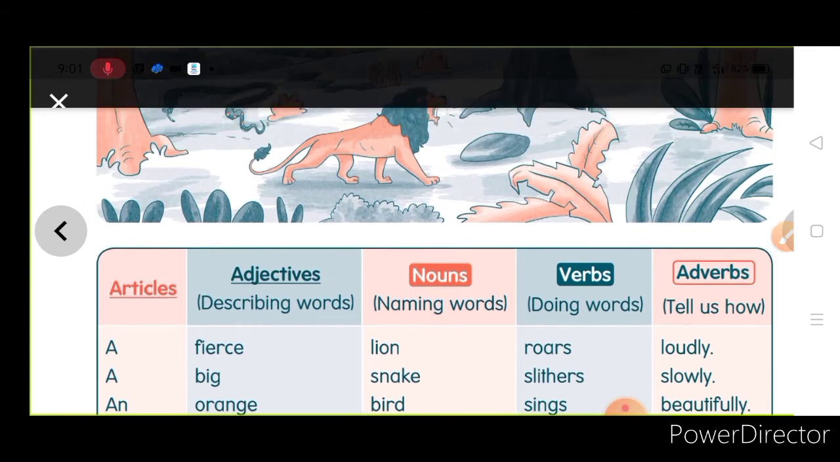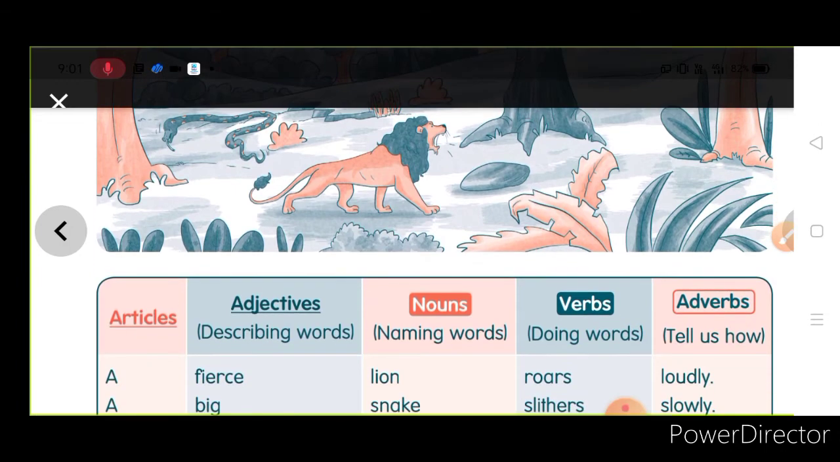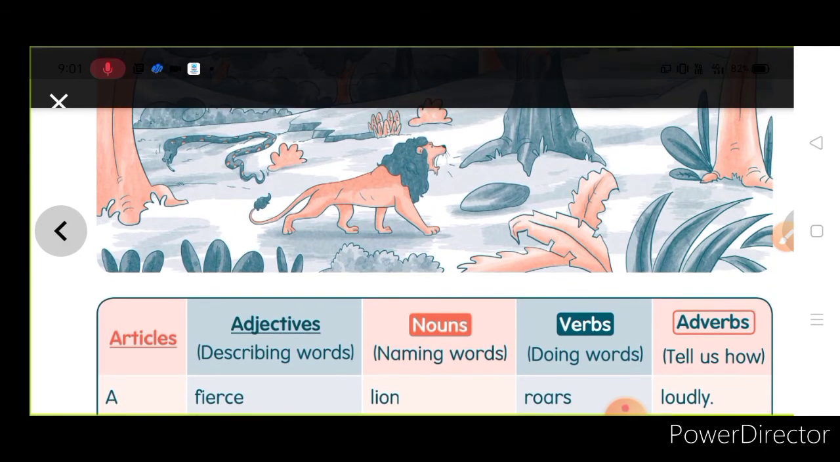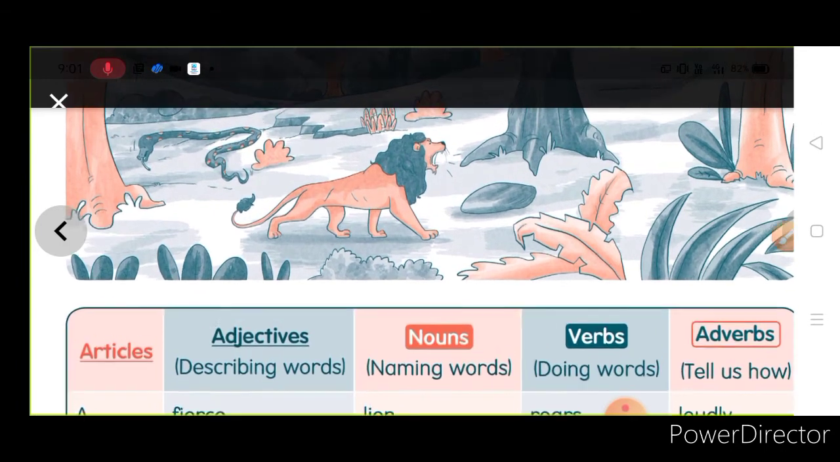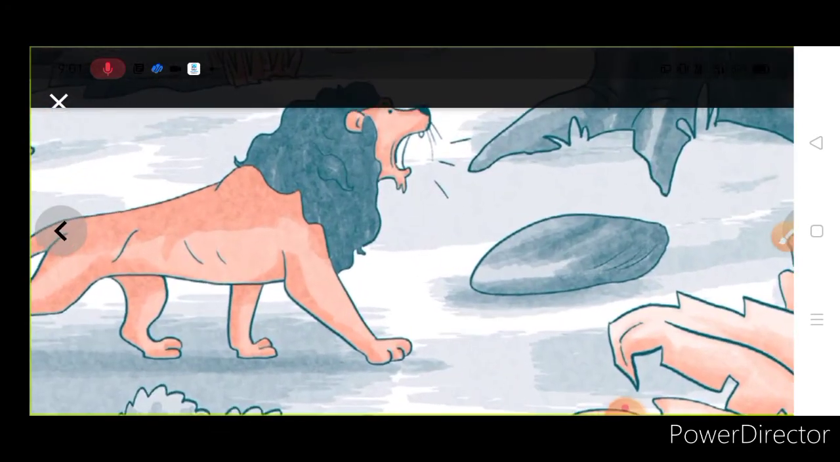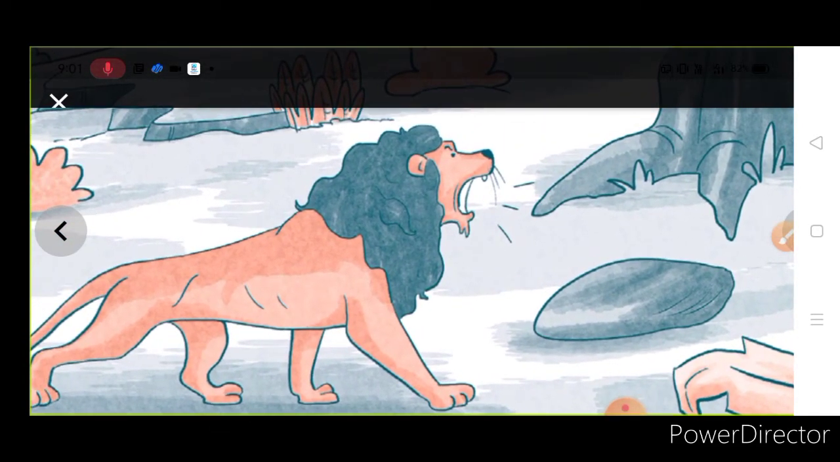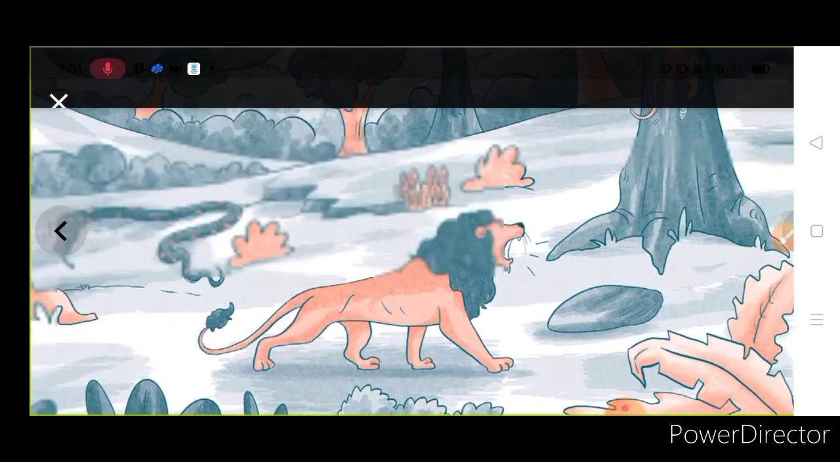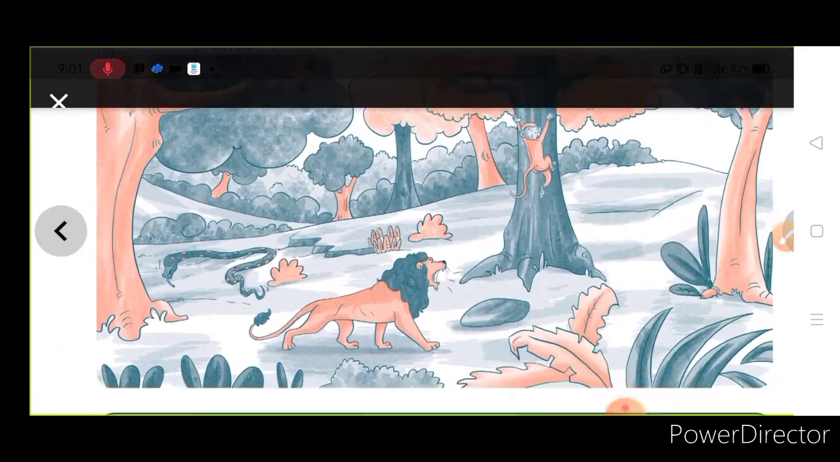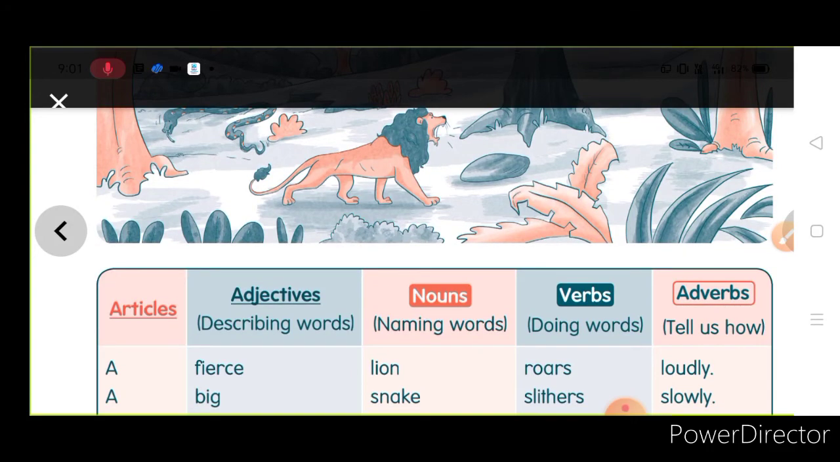Now if you see the first example, a fierce lion roars loudly. Now if you look at the lion here, how the lion is roaring? It is roaring loudly. The lion roars loudly or fiercely. A fierce means a very terribly angry lion roars loudly.